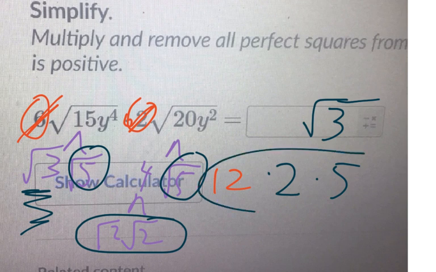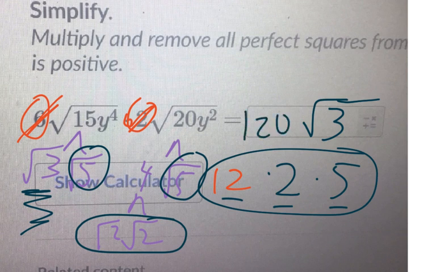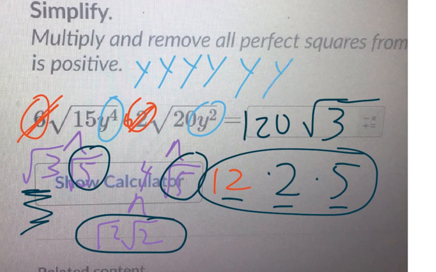Now let's times these numbers together. I know 12 times 2 times 5 is 120. And please use your calculator if you need help with that. Now let's take care of the y's here. y^4, of course, is y, y, y, y. The y^2 is another y and a y.